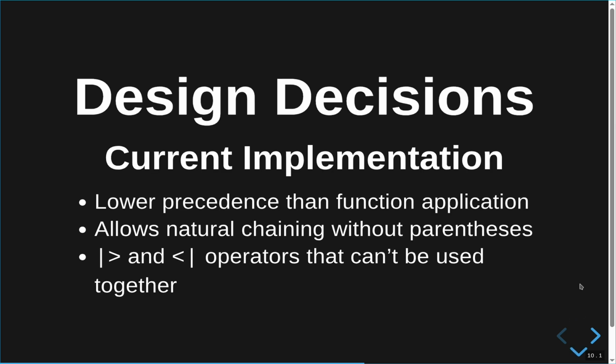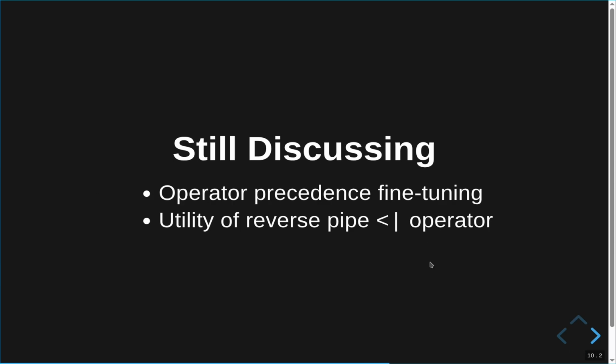I'll briefly go over some of the design decisions as well. It has lower precedence than function application. The most significant impact of that is you can't just have something like x: x + 1 in the middle of a pipe without brackets. It allows natural chaining, and there are two versions, left and right. Personally, I've only used the right apply operator, but there are some people arguing for left as well. Join in on the discussion if you have any opinions on that.